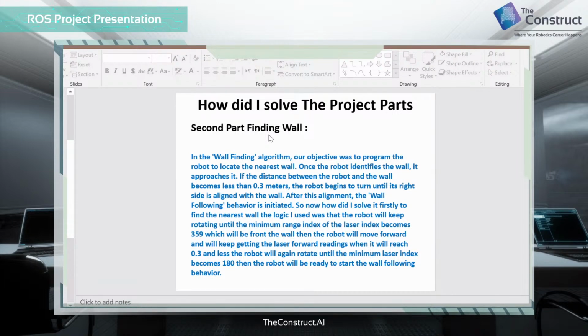When it is facing it, it will move forward until the distance is 0.3, because the wall following behavior also requires 0.3 from us. Then it will turn again, so that the side of the robot, 180 degrees from the front, will be facing the wall. Okay, so this is the second part.